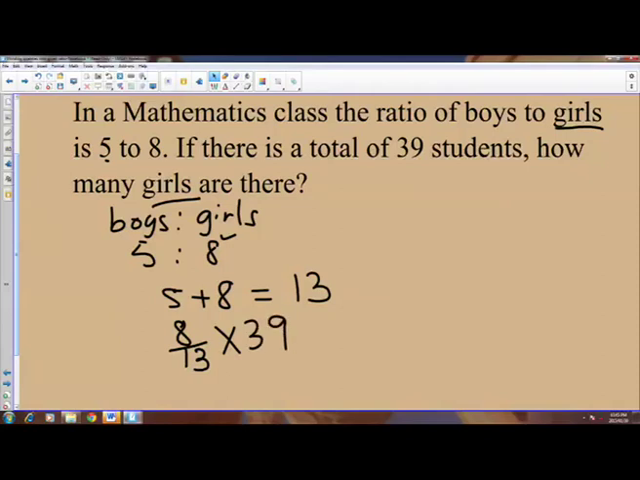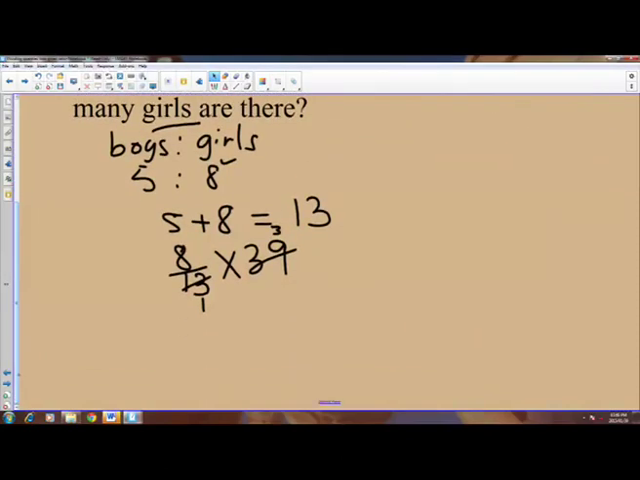So it's 13 times 39. And then what is 13 times 39? 13 into 13 is 1. 13 into 39 is 3. This simply means we now have, remember, this is girls. We are looking for girls. The question says we have to find the number of girls. So the number of girls will be 8 times 3.